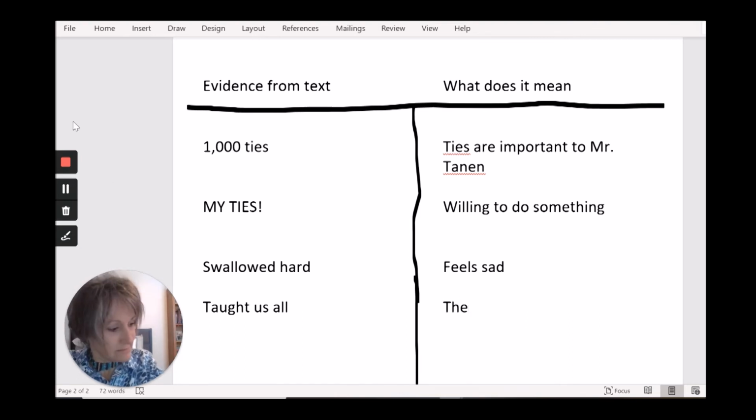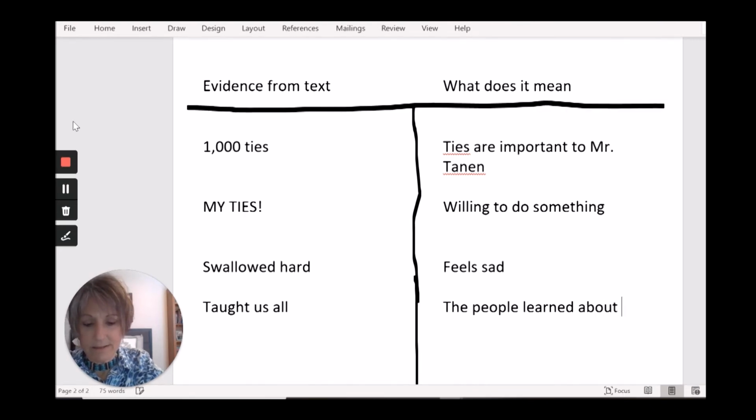The people learned about helping others.